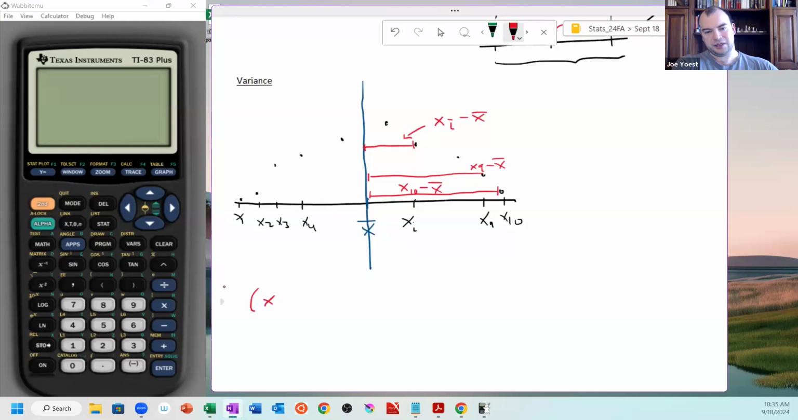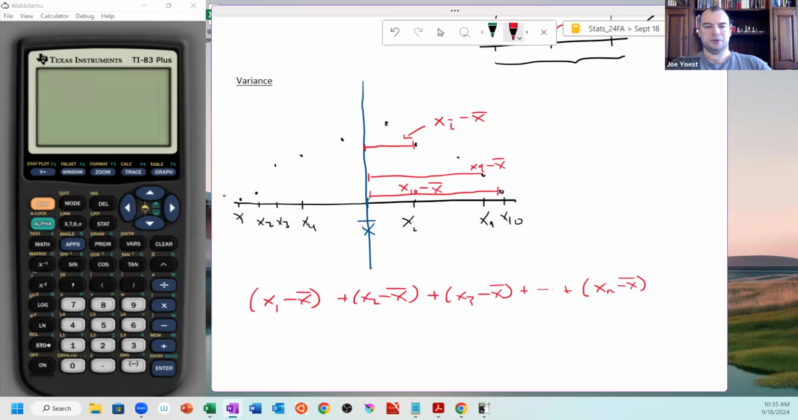So I might take x1 minus x bar plus x2 minus x bar and so on, plus xn minus x bar. So I add up these xi minus x bars. This almost works. There's a little bit of a problem here, though.